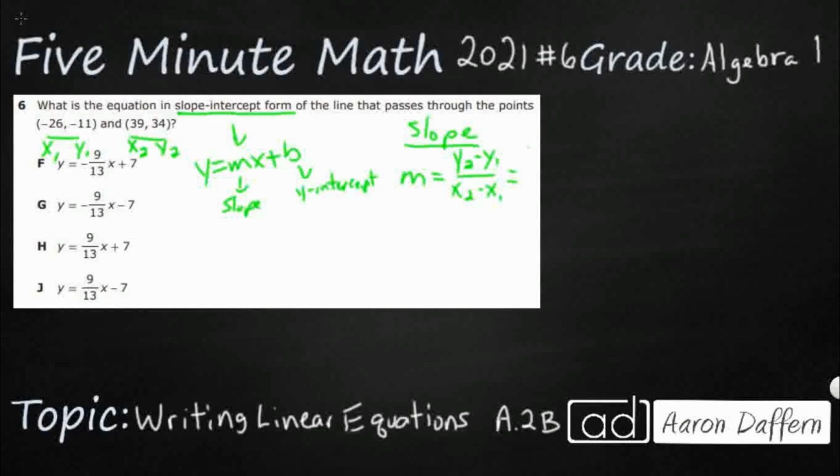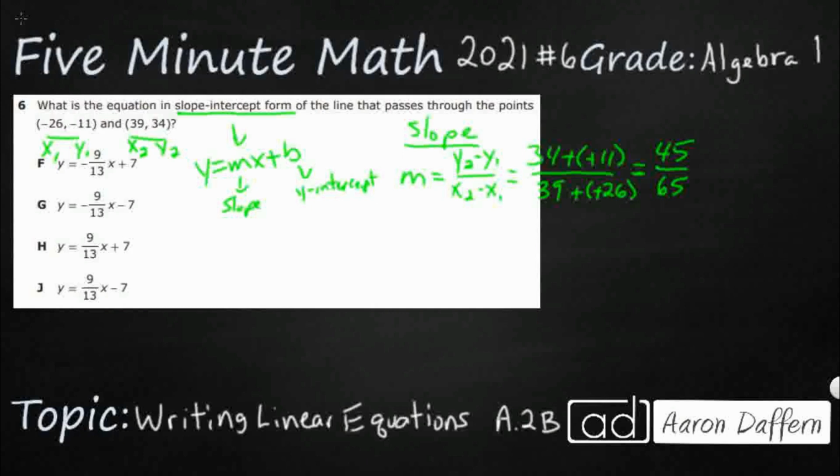So my y2 is 34, minus my y1 is negative 11, so I'm going to end up adding that. My x2 is 39, and my x1 is negative 26, also going to end up adding that. So that's going to end up being 34 plus 11, which is 45. And then I'm going to have 39 plus 26. That's the same as 40 and 25, so that's going to be 65.